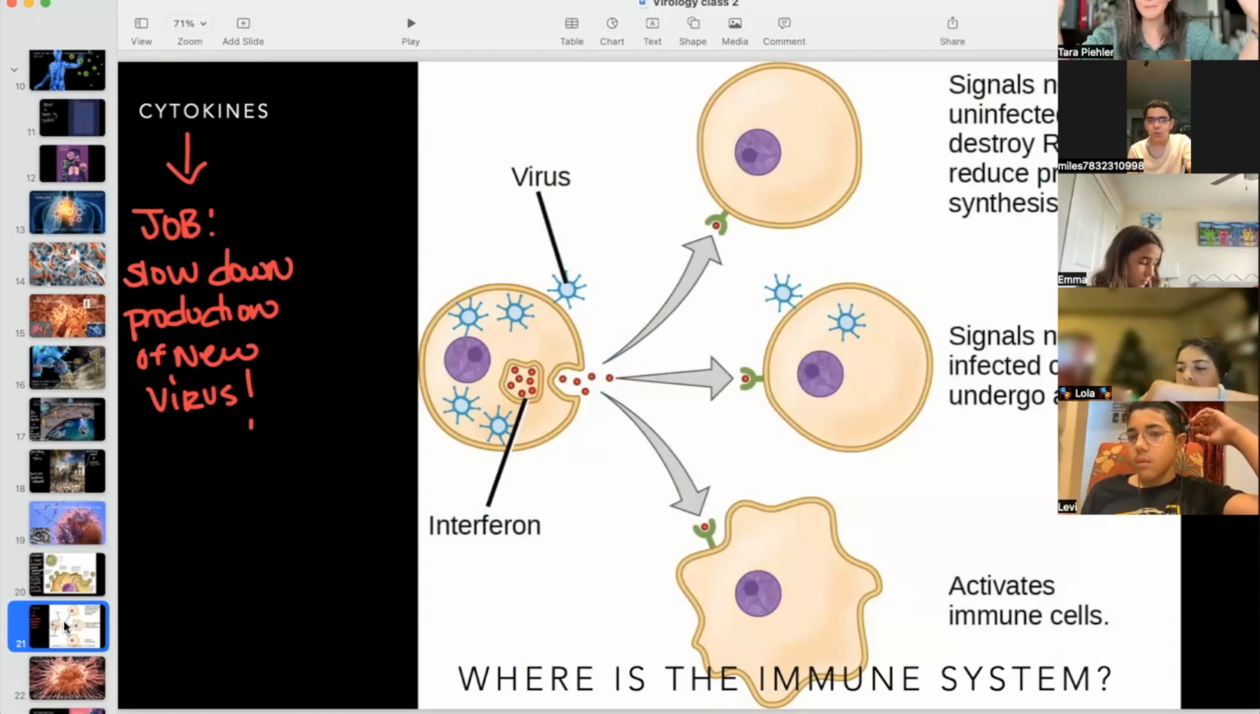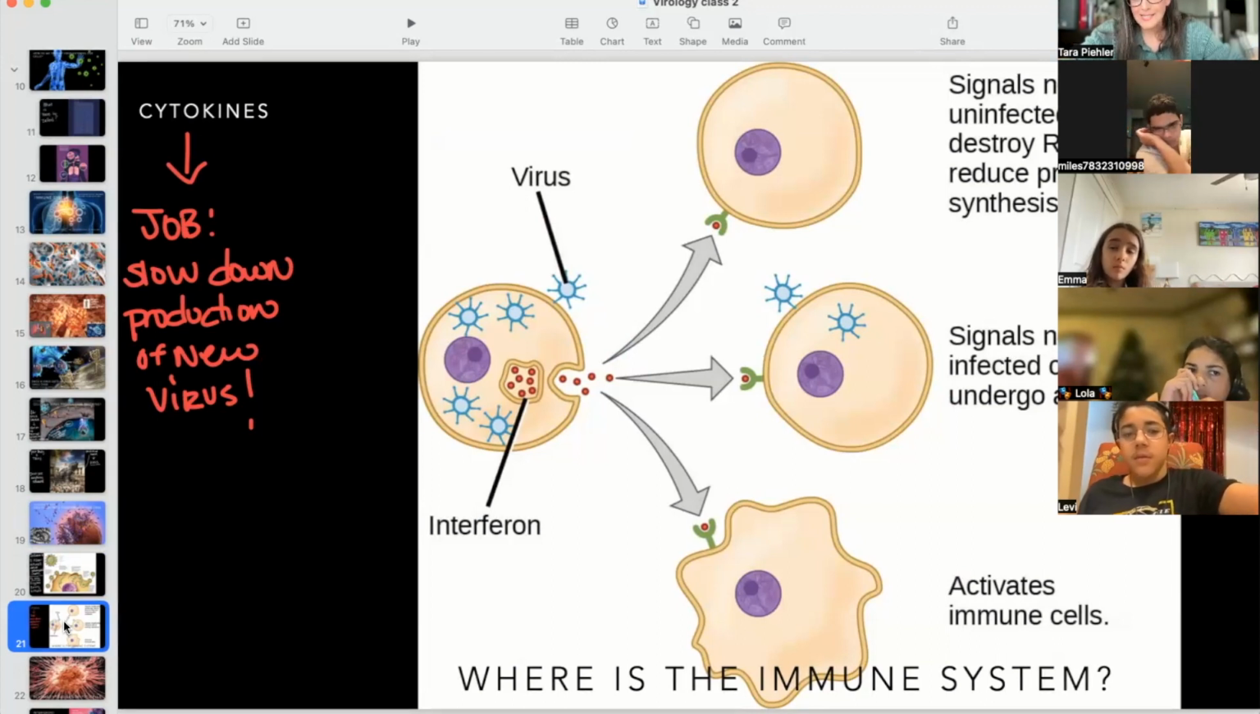All right, our first defense is cytokines. Now these are awesome little proteins in your body, and their job is to slow down the production, because you have to think, what are you going to do? What should we do? This virus is just unstoppable, right? It kills 5 million cells. So how are we going to stop it?